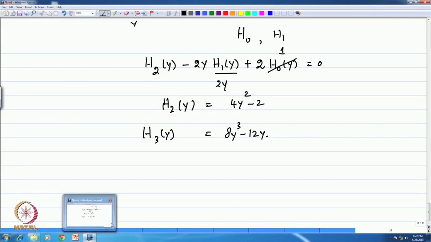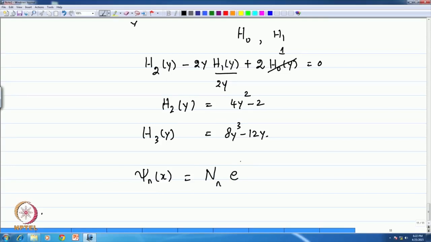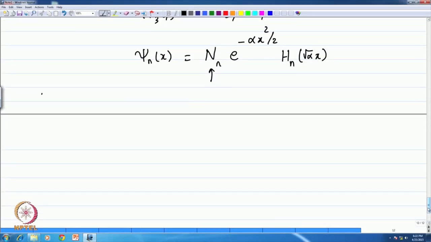namely, if we write psi n of x as a normalization constant N and an exponential e to the minus alpha x squared by 2 multiplied by the Hermite polynomial H n of root alpha x, the one more unknown quantity that we have is the normalization constant N. And of course, N is such that the integral of psi n star, which in this case is the same as psi n of x, times psi n of x dx, between the limits minus infinity to plus infinity, because the harmonic oscillator position coordinate can go in the negative direction as well as in the positive direction.